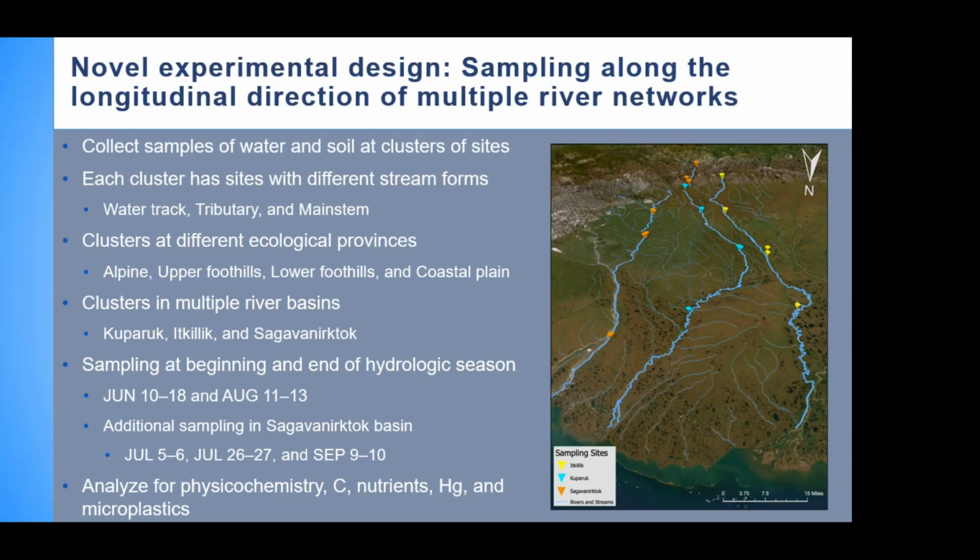And we sampled at the beginning and end of hydrologic season to capture the change. We did additional sampling in the Sagavanirktok Basin because the SAG runs along the gravel road, so we can go anytime. And we analyzed the soil and water for physicochemistry, carbon, nutrients, mercury, and microplastics.